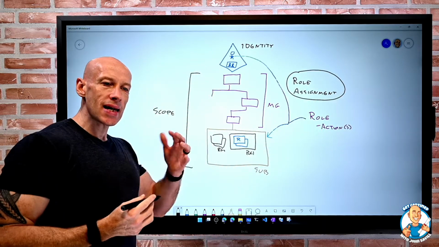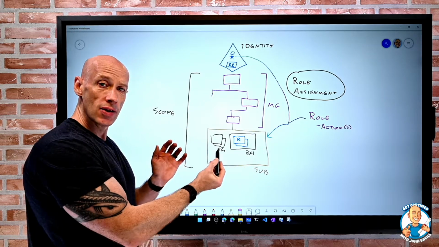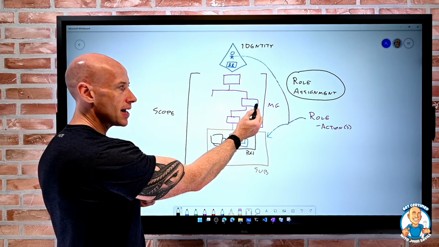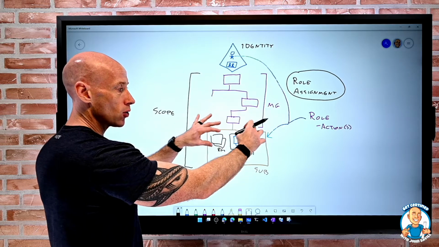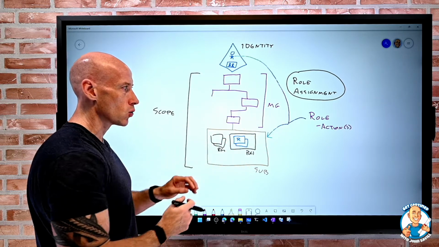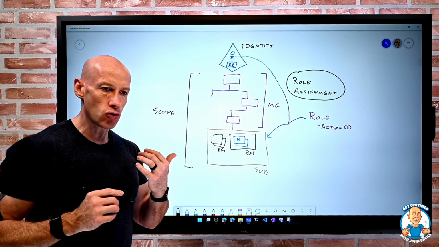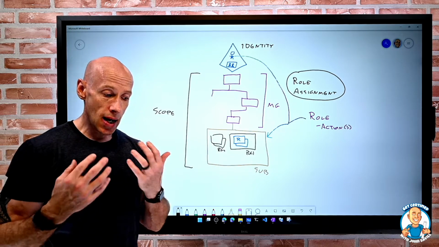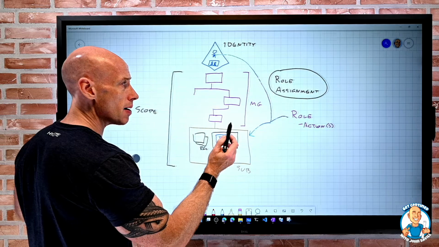And remember, it's inherited. If I grant a role at the subscription, it's inherited down to all of the resource groups and the resources inside it. If I grant it at a management group up here, it's inherited to all the child management groups, then all the subscriptions, the resource groups, and the resources within that. This is the point of role-based access control. There are a huge number of built-in roles. I can create custom roles. And the key point, again, is this role assignment.